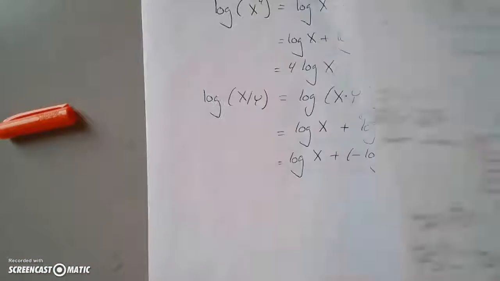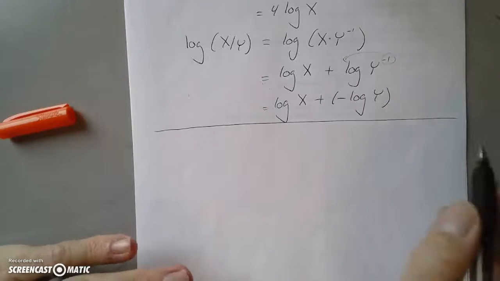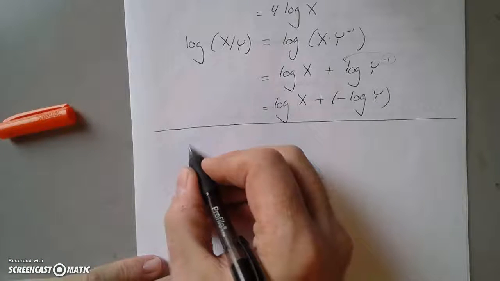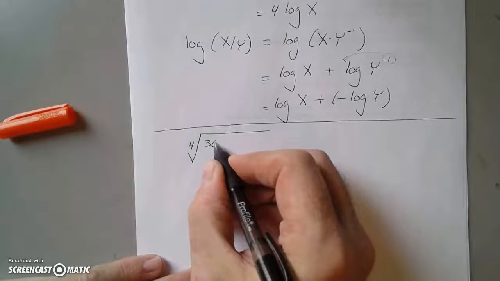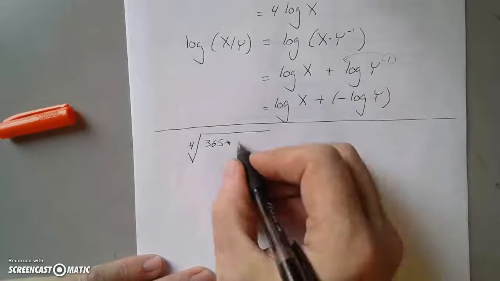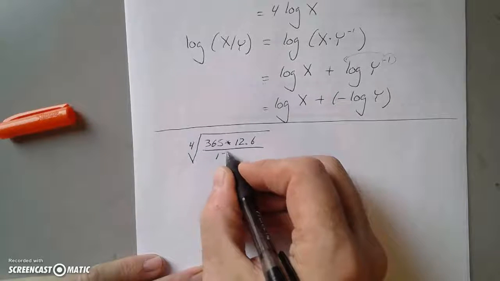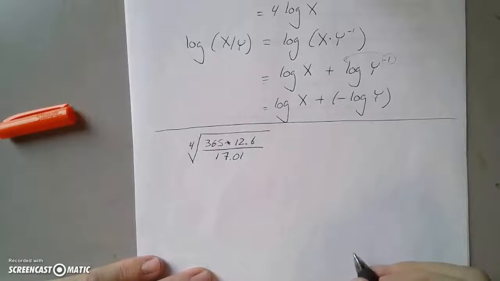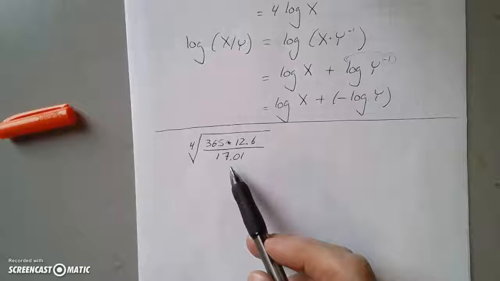And historically, this is the reason why math classes run you through these things. Historically, this was crucial. Imagine if you had to calculate something like the 4th root of 365 times 12.6 divided by 17.01. Now imagine with no calculator, and imagine you're doing this because you're building something like the Hoover Dam. The Hoover Dam was built before calculators. So this was pencil and paper stuff.